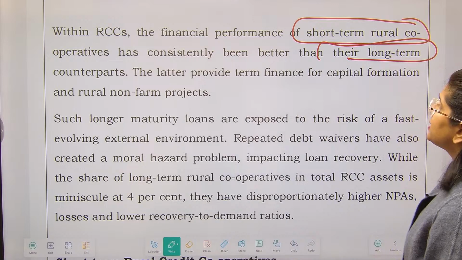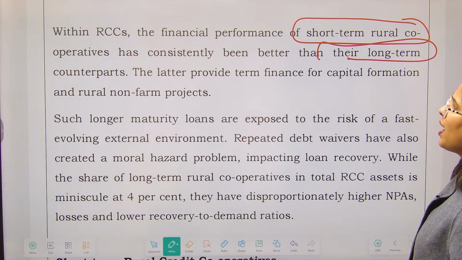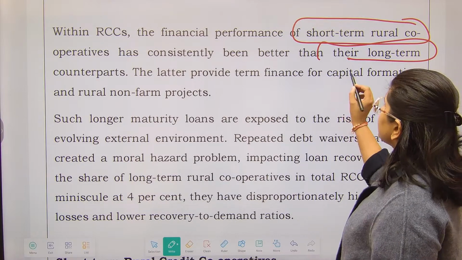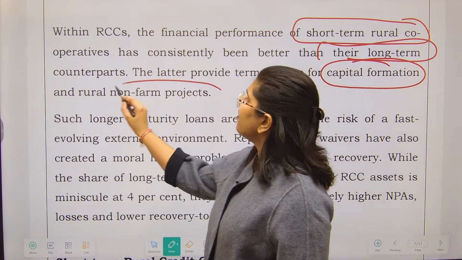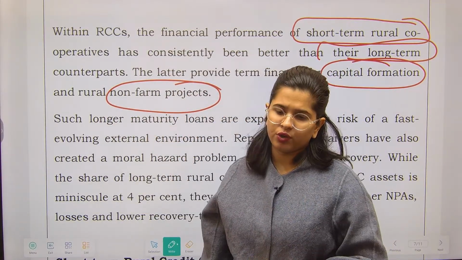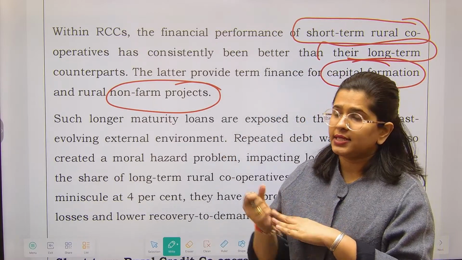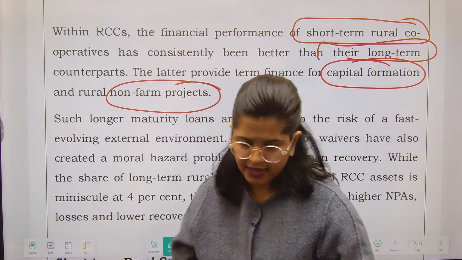The latter provides term finance for capital formation and rural non-farm projects. That means your long-term cooperatives किस चीज के लिए वो पैसे देते हैं? For the capital formation or non-farm projects, right? If you need to make certain investment which is going to cost you a lot more, you are going to have funds through what you can say long-term rural cooperatives. आप यहाँ से funds ले सकते हैं.